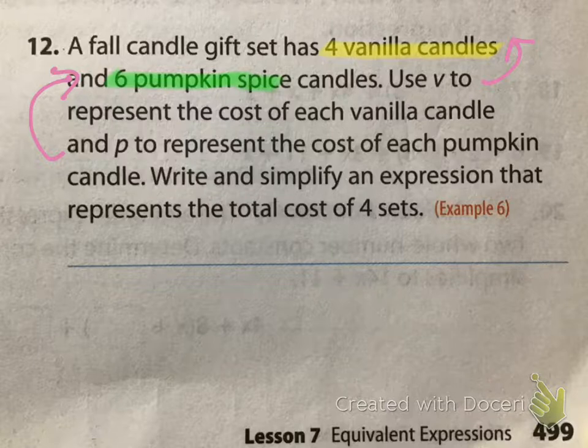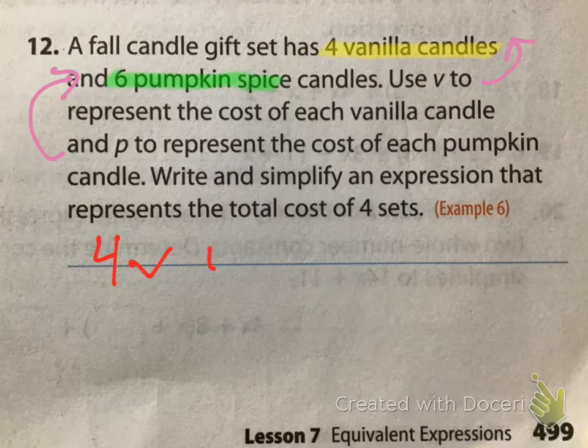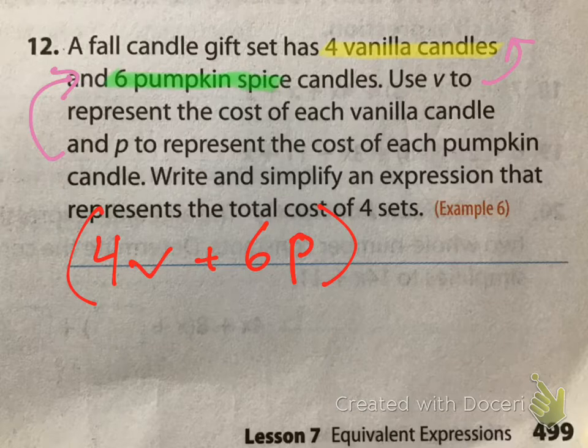So we're going to write an expression that represents the total cost of 4 sets. What would the cost of 1 set be? We have 4 vanilla candles, and V is the cost. So it's going to be 4V. Then we have plus 6 for the cost, which is P. But we want 4 sets. That's only 1 set. If we want 4 sets, how do I get 4 sets, Hannah? Multiply by 4. And that is our answer.